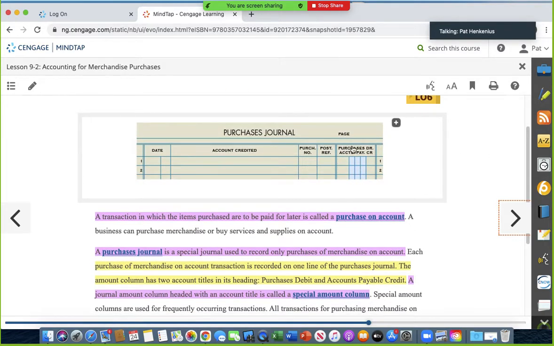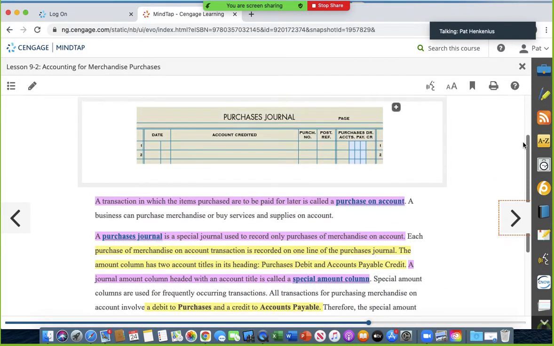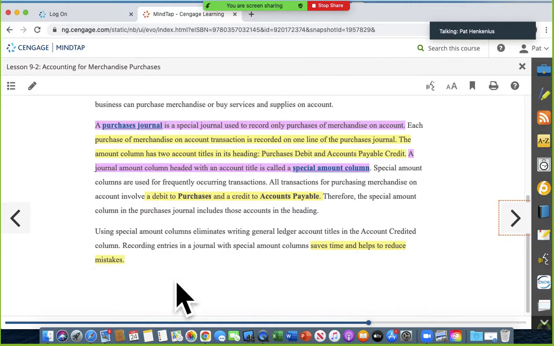This is called a special amount column because it has an actual account title above it. So like our column titles we got used to before were general debit and general credit, right? Well, those aren't account titles. But purchases is an account, we just learned it today. Accounts payable is an account. So this is called a special amount column. A journal amount column headed with an account title is called a special amount column. The idea behind this is that it's supposed to help reduce mistakes because you don't have as many columns, and it's supposed to save time once we learn it.